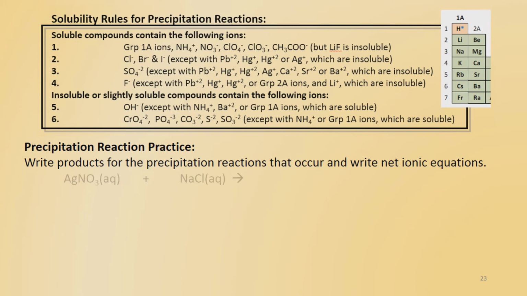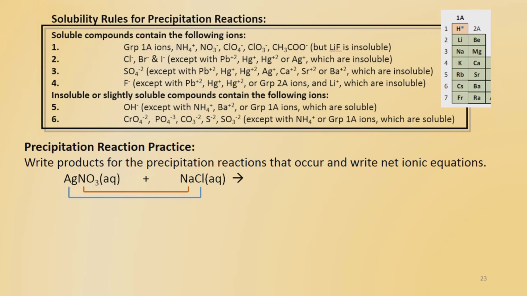Okay, let's get some practice. Let's combine aqueous silver nitrate with aqueous sodium chloride. Both of these are soluble. Let's interchange ions. The brown line connects the inner ions, so when sodium ion meets nitrate ion, well, we know from solubility rule number 1 that all nitrates are soluble and all sodium salts, group 1A ions, are soluble, so certainly sodium nitrate is soluble.